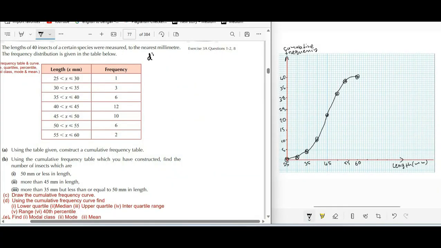Now in part D, they asked you to find the lower quartile. Now lower quartile is the value that is situated in the 25% of the total data. So fraction of 25% is 1 by 4. So if you multiply 1 by 4 with the total frequency, which is 40, you will have the position of the lower quartile, which is in the 10th position.